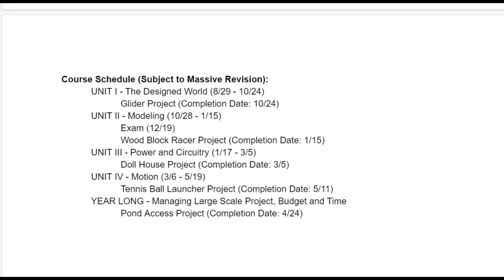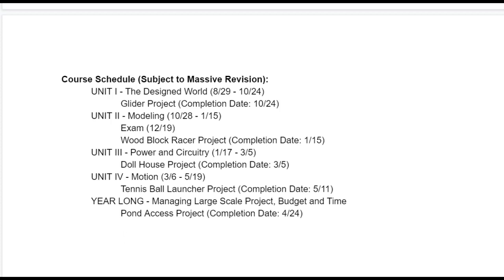Unit 1 is the designed world. Unit 2 is modeling. Unit 3 is power and circuitry, and Unit 4 is motion. There will also be an ongoing year-long large-scale project, which is going to be about pond access, and we'll get into this.